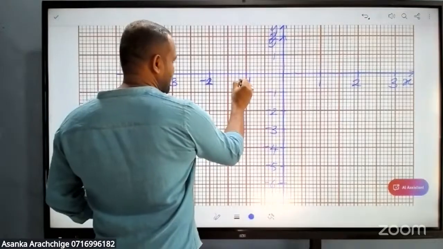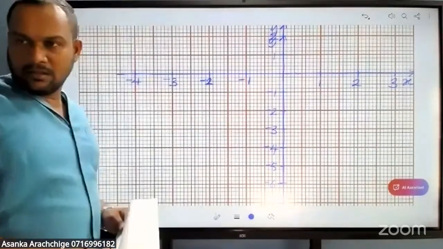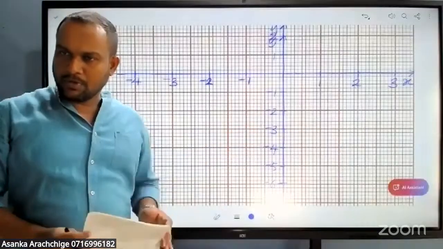Online students, okay, can you see these letters, the numbers I put on the board?